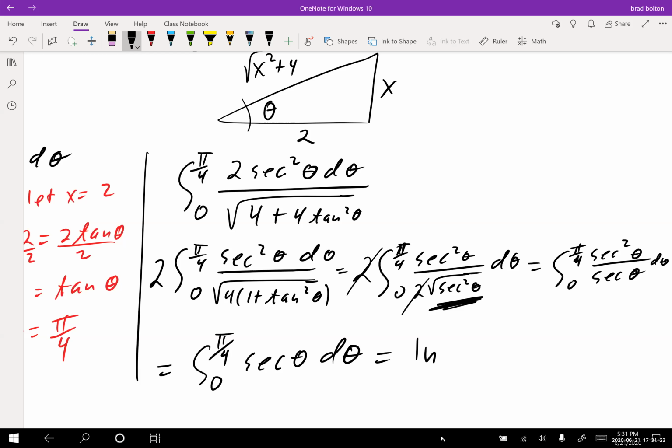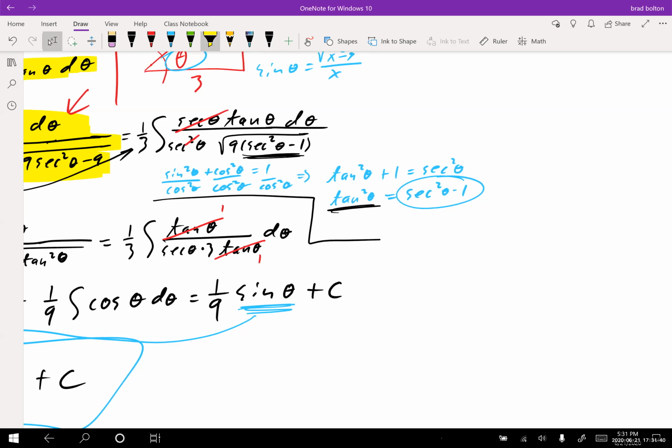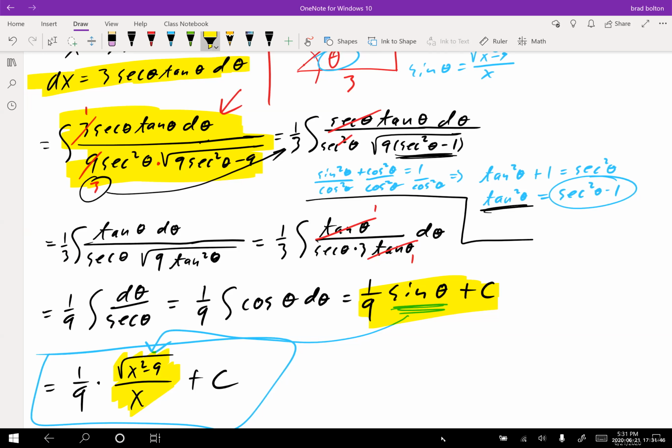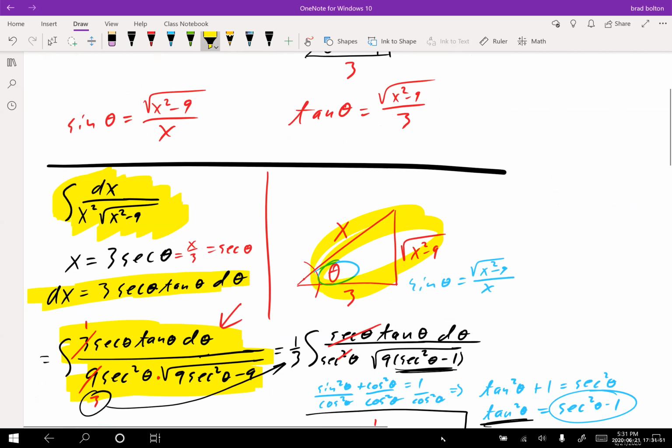So this would be the natural log of the absolute value of secant theta plus tan theta from 0 to pi over 4. Now here's the thing. Normally, if we were doing the problem up here, when we got to this step, we had to go and back substitute in what sine theta was worth. So that one, we absolutely needed this triangle, okay?